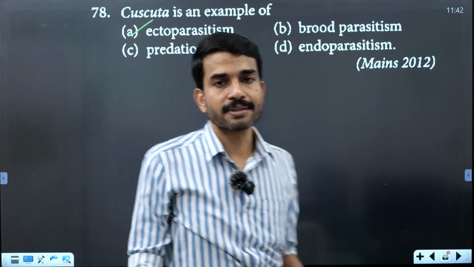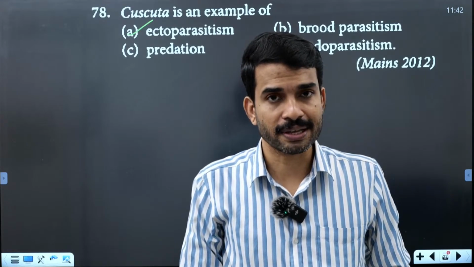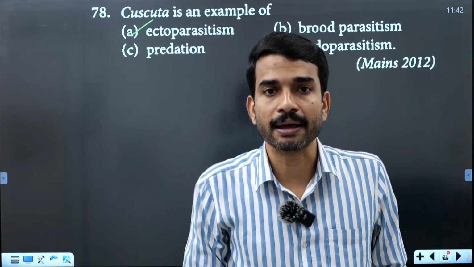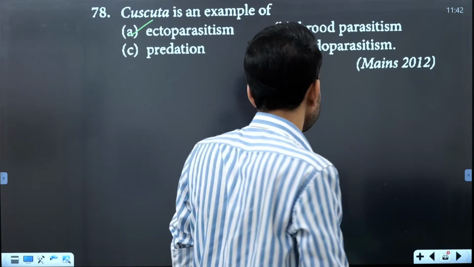Ectoparasitism, right? It's an example of an ectoparasite. This type of plant you can see on other plants as a parasite. They are not living inside the plants, but growing outside on higher plants. In that sense, we call it an ectoparasite.